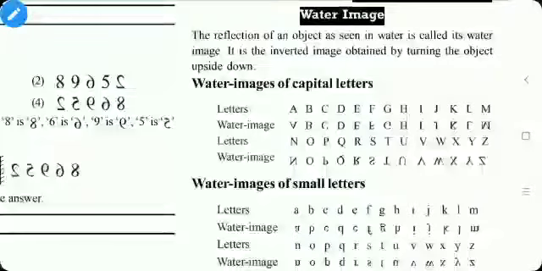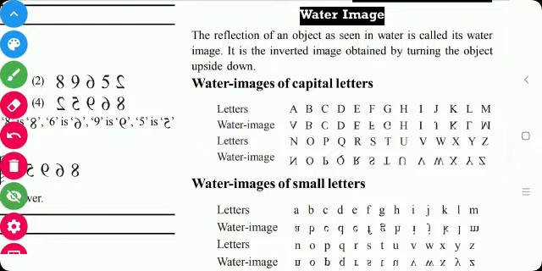Dear students, now we will see water image. The reflection of an object as seen in water is called the water image. It is an inverted image obtained by turning the object upside down. So the water images of capital letters are, this is A.